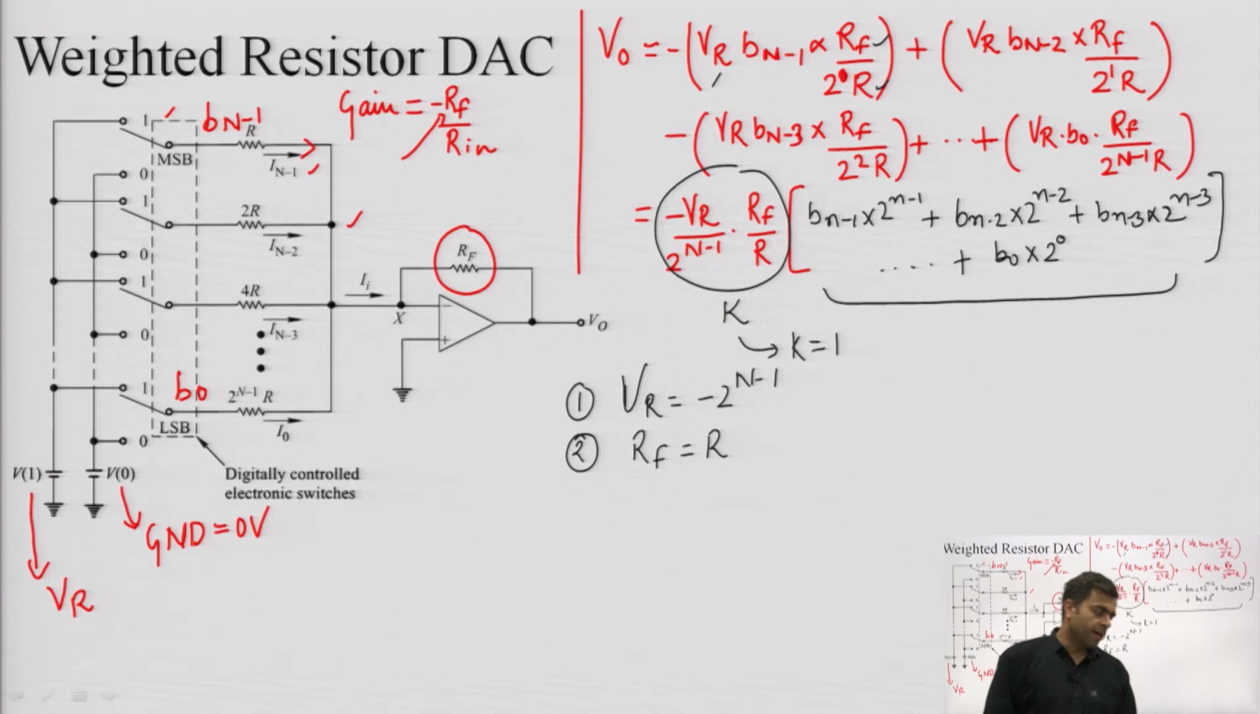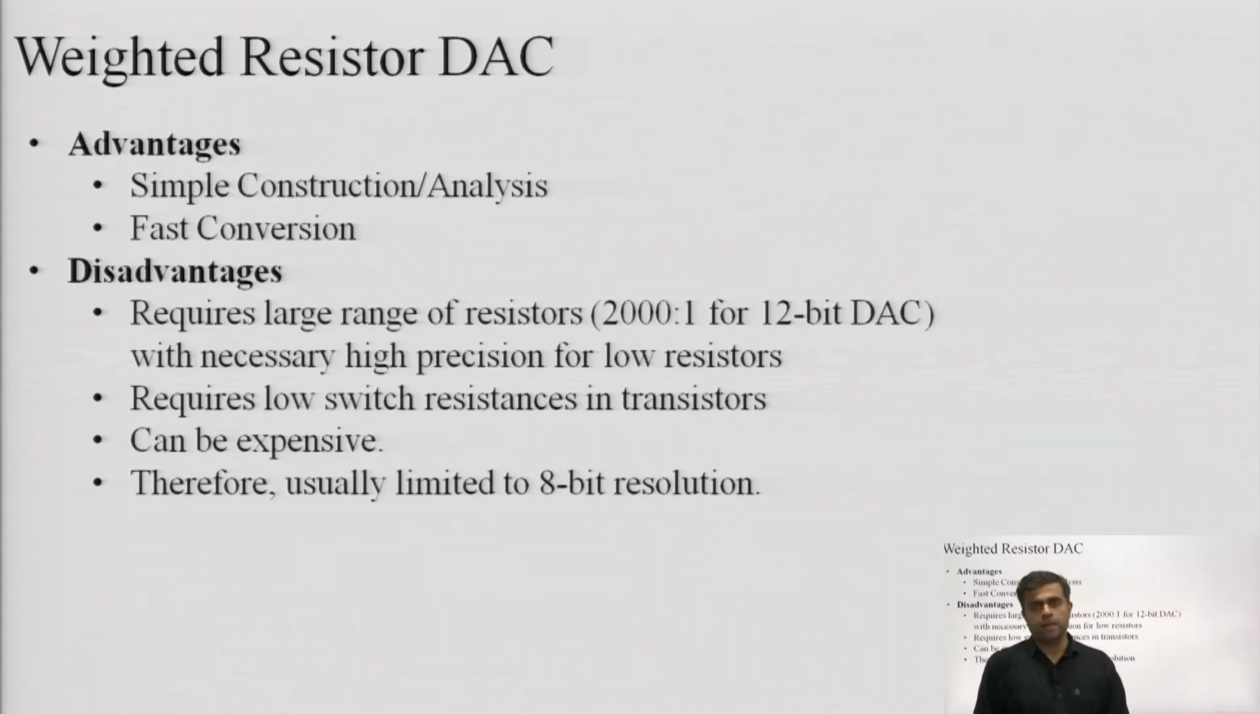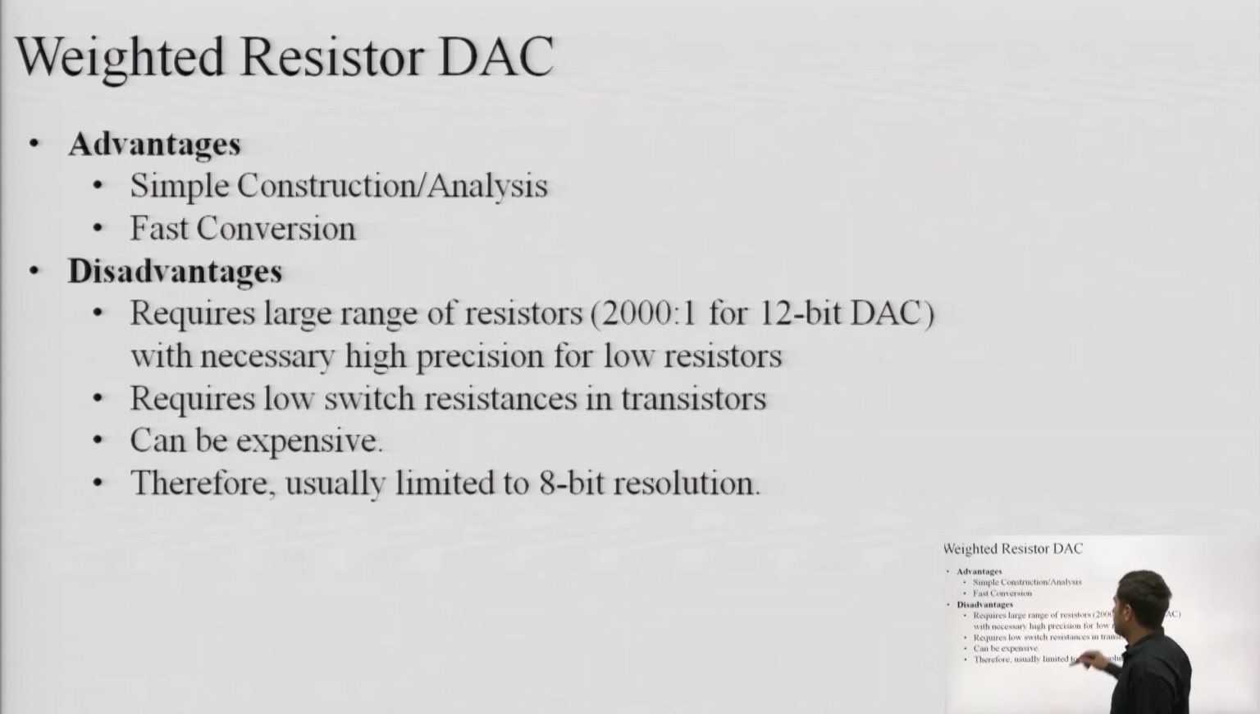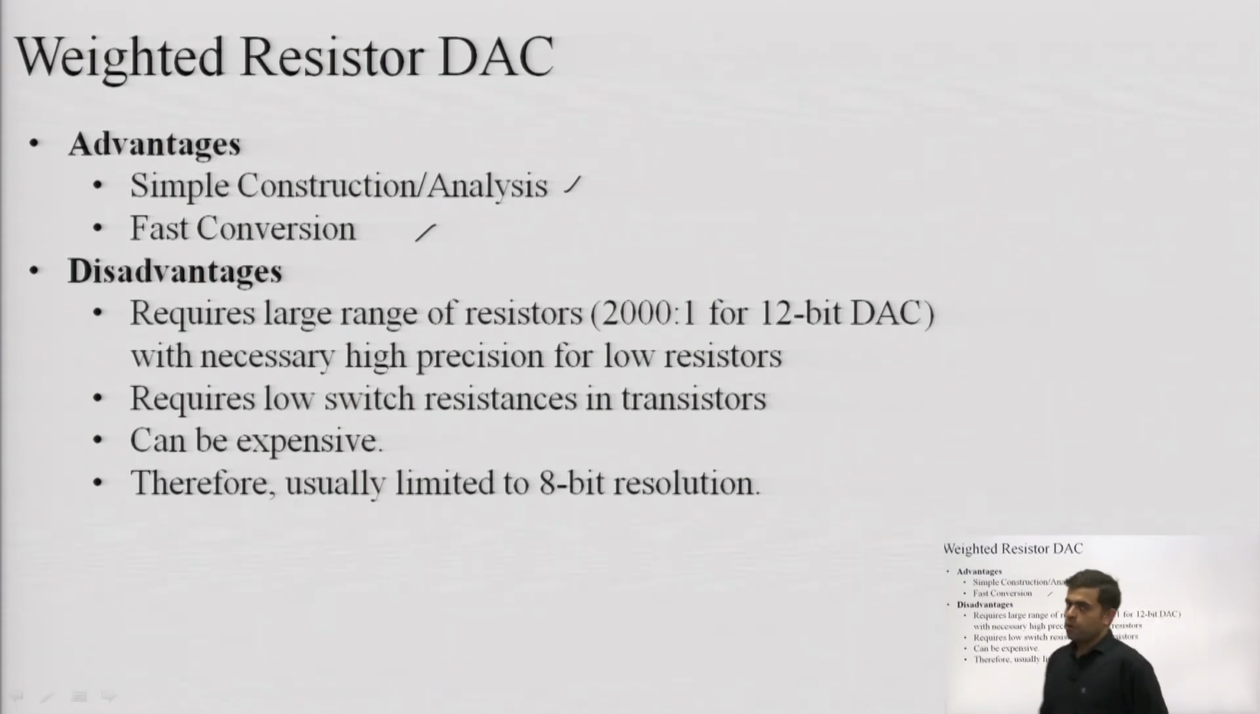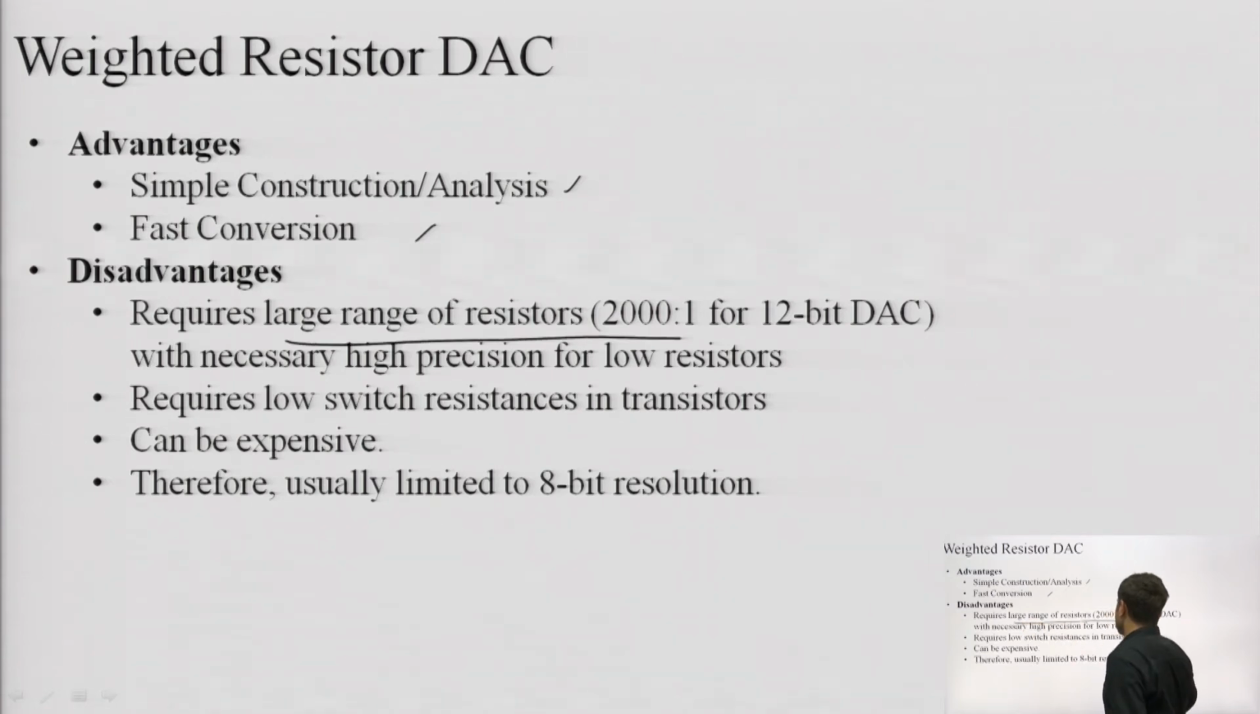Okay. So from that point of view, this weighted resistor DAC is complete now, and it is able to convert our decimal signal into an analog signal. Okay. So what are the different merits and demerits for this DAC? It has simple construction and fast conversion. These are the two advantages, and from the disadvantage point of view, we can see an obvious disadvantage that it requires a large range of resistors.